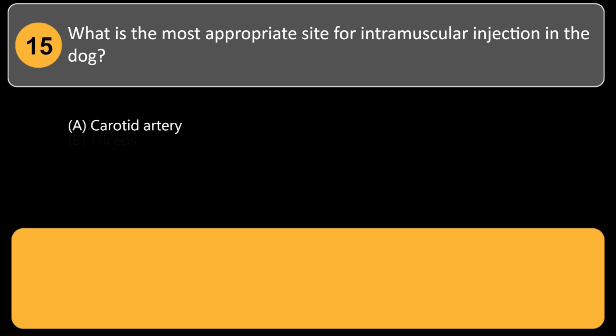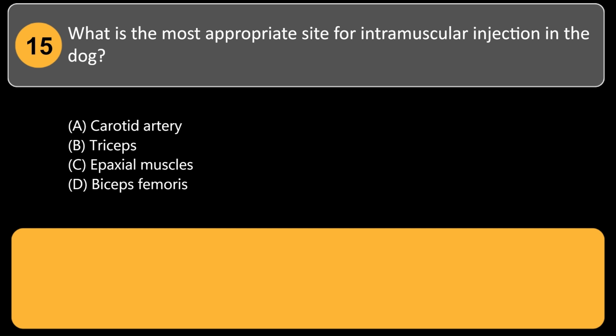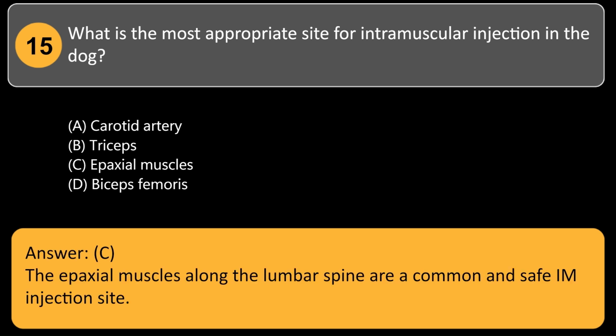What is the most appropriate site for intramuscular injection in the dog? A. Carotid artery. B. Triceps. C. Epaxial muscles. D. Biceps femoris. Answer, C. The epaxial muscles along the lumbar spine are a common and safe IM injection site.